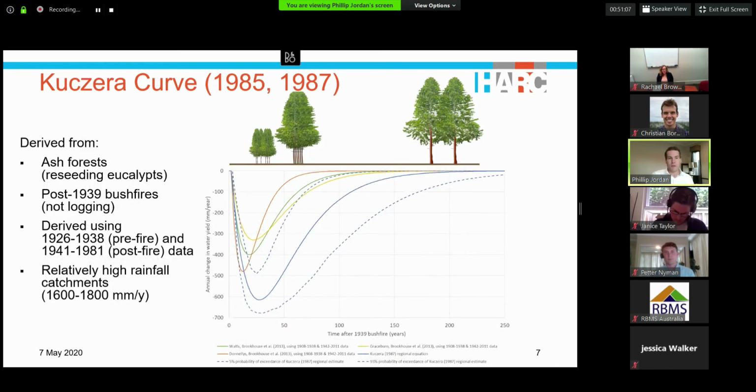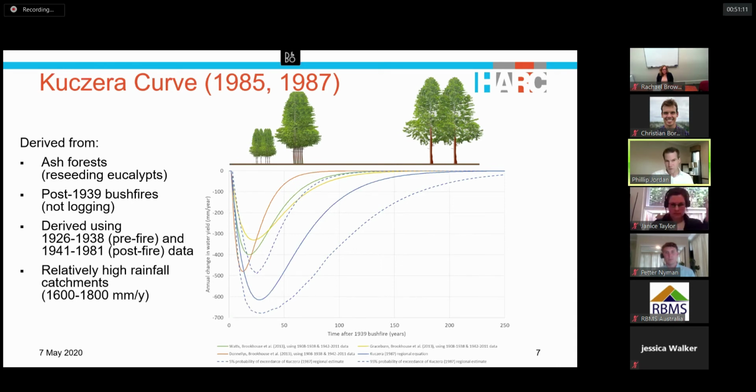Later, Matthew Brookhouse came back and looked at how those curves looked with some additional streamflow data that was collected over a longer period of time. And he found a very similar shape to the response, but with a little bit of an earlier peak, a slightly faster recovery, and a slightly lower peak than what George Kazira found.